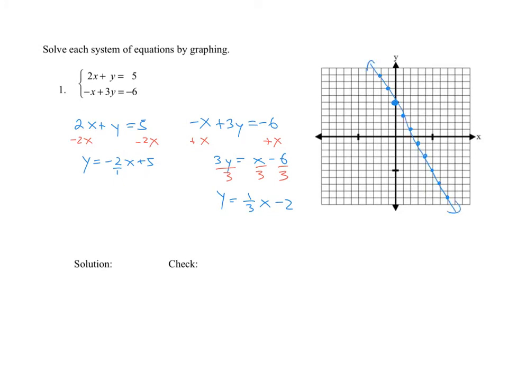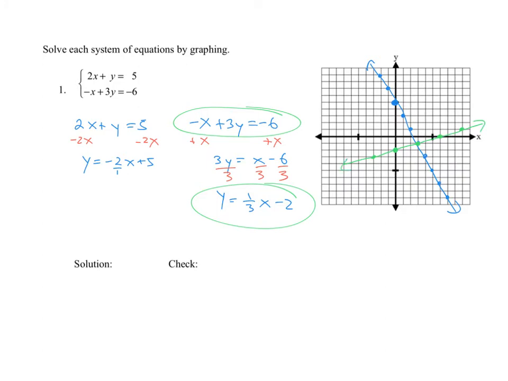And now I'm going to graph my other line. I'll use a green one for this one. So actually in slope-intercept form, our y-intercept is negative 2. The slope is 1/3. So I go up 1, right 3. And I actually landed on one of the dots. I can make a few more points if I want, but I already landed on the dot where they intersect.